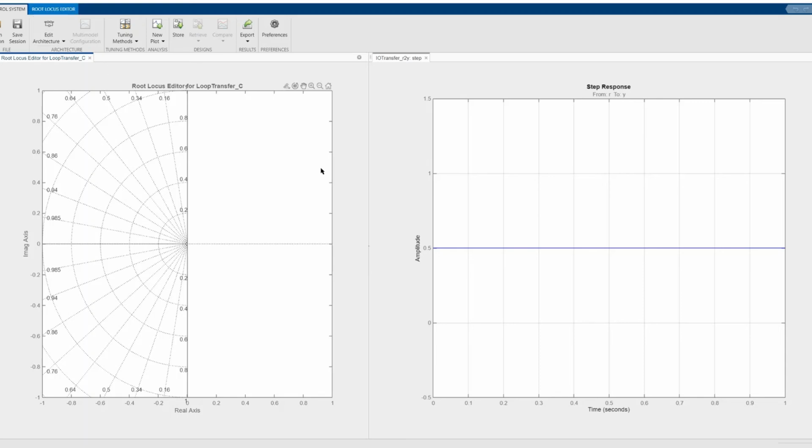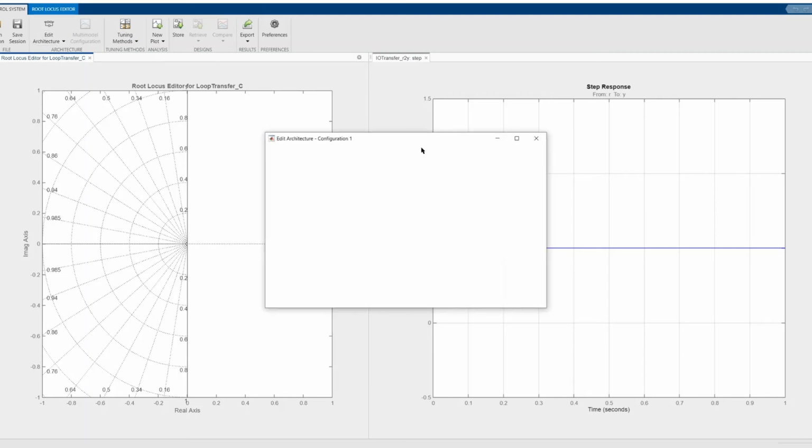control system designer tool. What I have now is the following situation. I have the root locus plotted on the left and the step response on the right. There are, of course, also more plots like Bode plot, but we don't need that, so I have to get rid of that one. So I need to first import the transfer function of our plant and also the controller in my configuration, in my architecture.